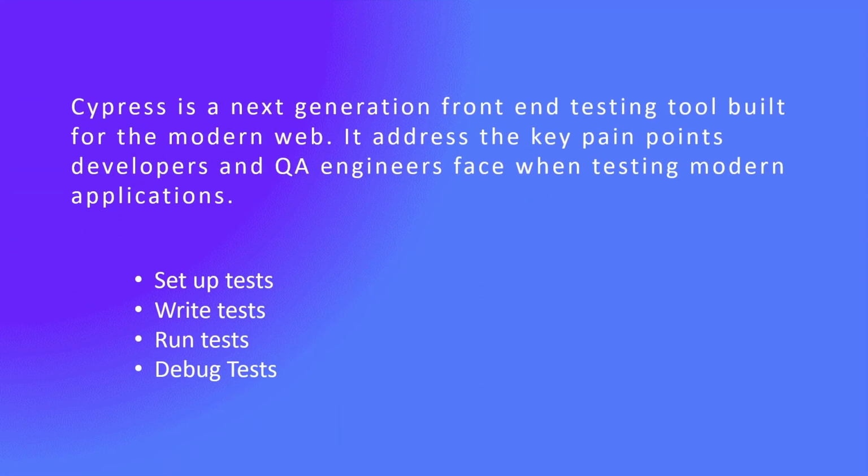In this video, we are going to start a new series called Cypress. So let's start the introduction of Cypress. Cypress is a next generation front-end testing tool built for modern web. It addresses the key pain points that developers and quality analyst engineers face when testing modern applications. So we can achieve a test setup easily. We can write the test easily, run it effectively, and we can debug it more efficiently.